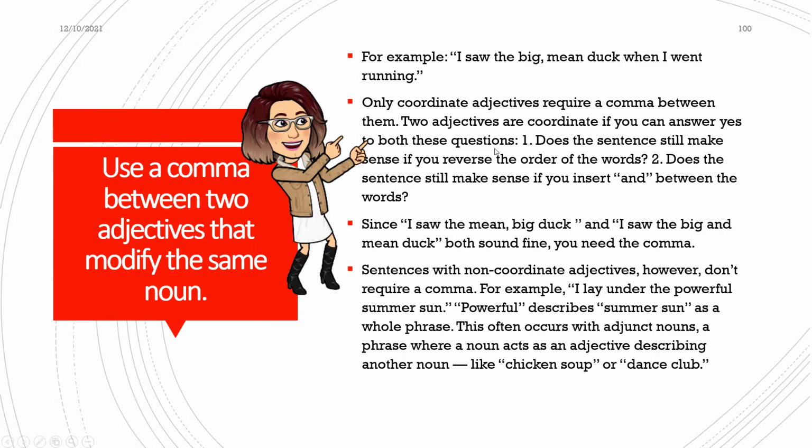Use a comma between two adjectives that modify the same thing. I saw the mean, big duck. Yeah, this I went over already. Sentences with non-coordinate adjectives don't require a comma. I lay under the powerful summer sun. So powerful describes summer sun as a whole phrase. This often occurs with adjunct nouns. Oh, I see. Okay.